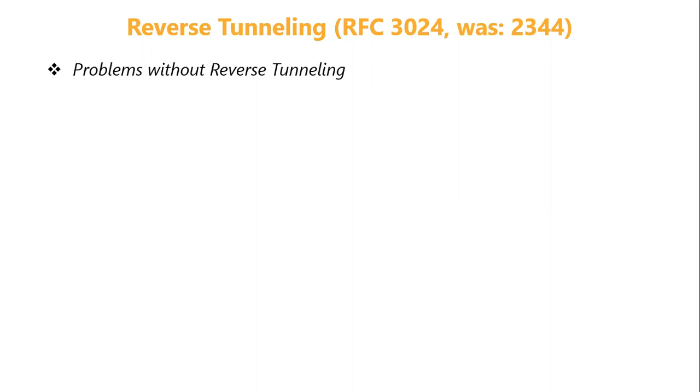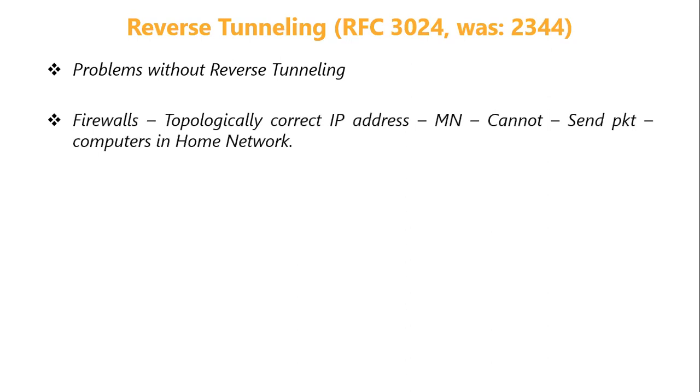First we will try to understand the need for reverse tunneling, and then we will see how reverse tunneling works. If reverse tunneling is not used, then we'll typically face some problems. What are they? First, almost all companies and many institutes use network firewalls to protect their internal network or intranet from external attack or whatever it may be.